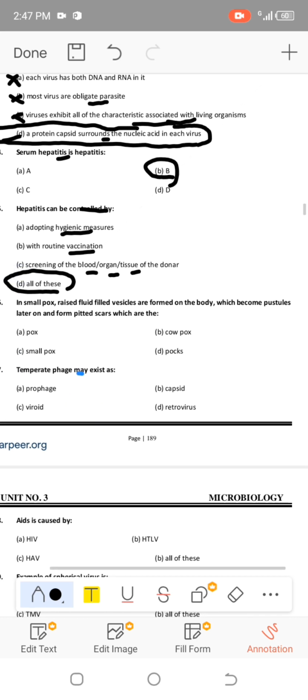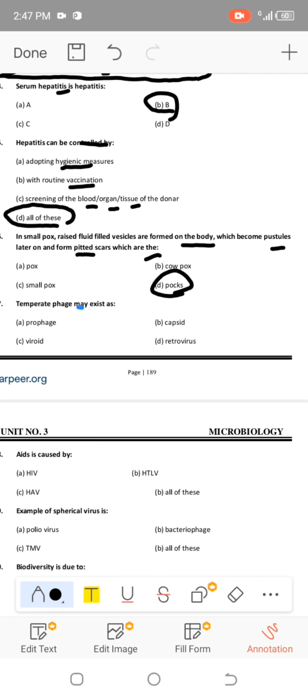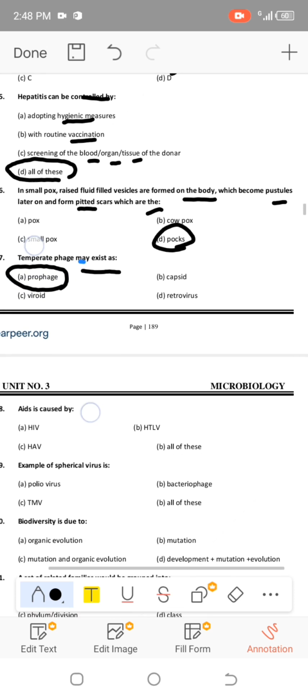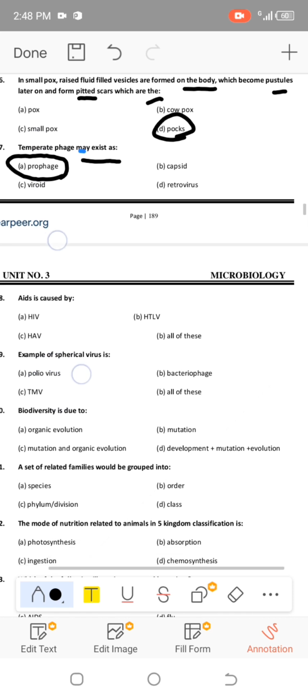Now here we have: in smallpox, raised fluid-filled vesicles are formed on the body. When someone gets smallpox, raised fluid-filled vesicles are formed on that person's body, which become pustules. Later on they form pitted scars, which are the pox. Okay, remember this. Now here we have: temperate phase may exist as prophage. The temperate phage may exist as prophage.